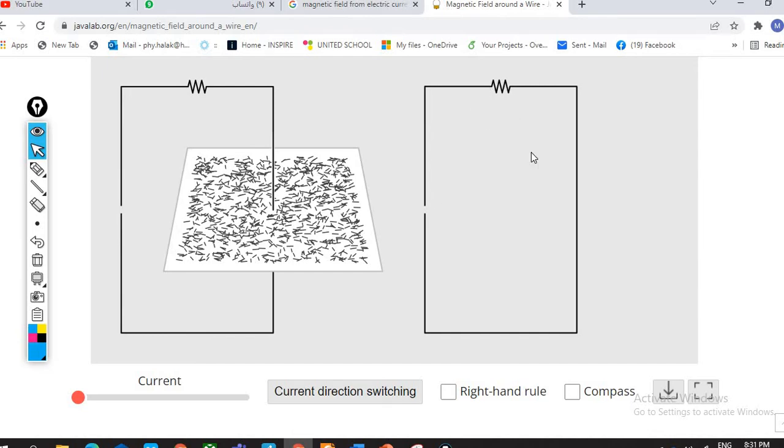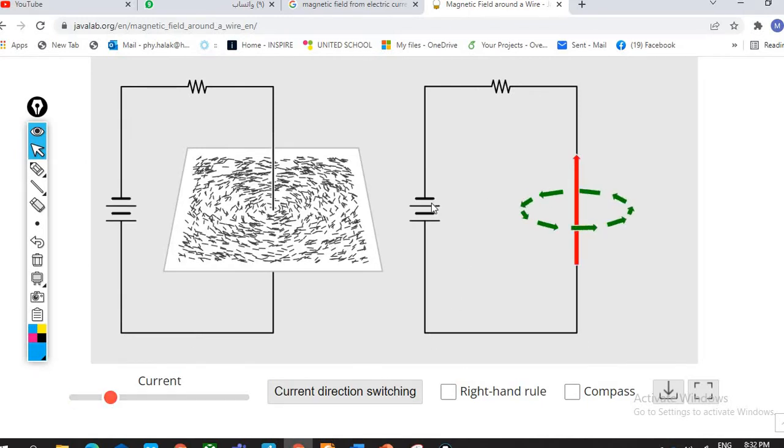To understand this, let's look at this circuit here. We have a resistor and a wire, but there is no electric current. Now, if we add a battery, we have electric current passing from the positive terminal of the battery to the negative terminal. As a result of the electric current, a magnetic field will be produced. Now to see this, let's add the battery.